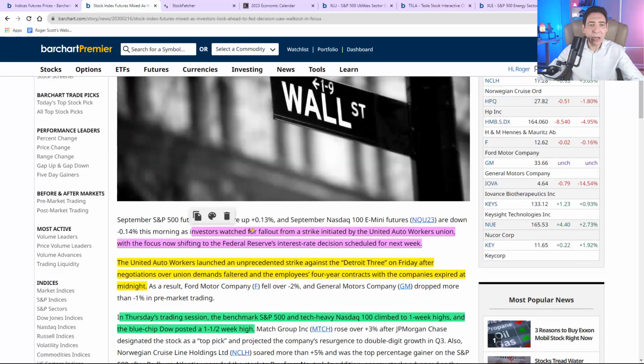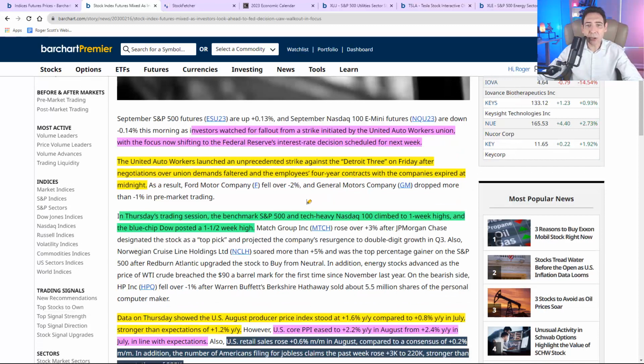So investors are watching for fallout from a strike initiated by the auto union workers, with the focus now shifting to the Federal Reserve interest rate decision scheduled next week. The United Auto Workers launched an unprecedented strike against the Detroit Three. You guys know who they are, Chrysler, Ford, and GM. After negotiation over the union demand faltered and employees' four-year contracts with the companies expired at midnight. That's bad. We'll see how that goes. That could put a little drag on the market as well.